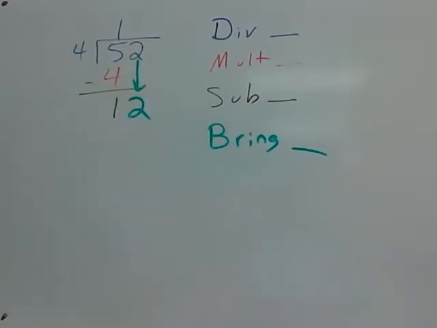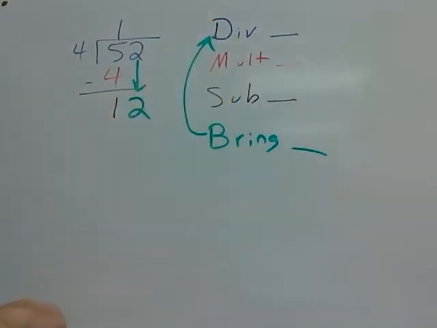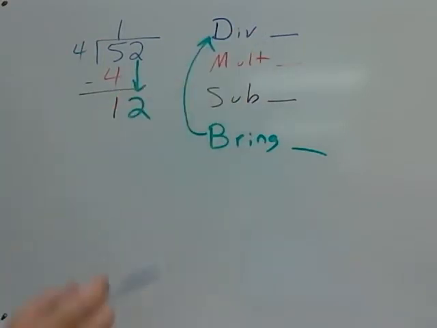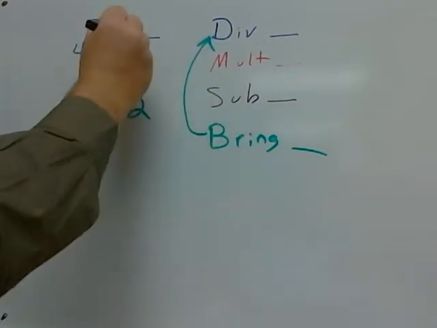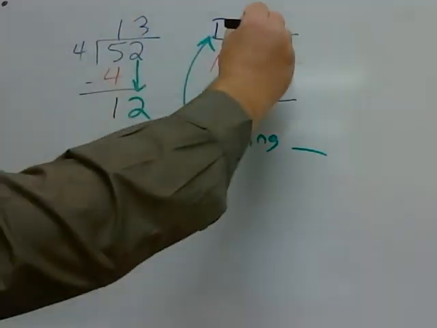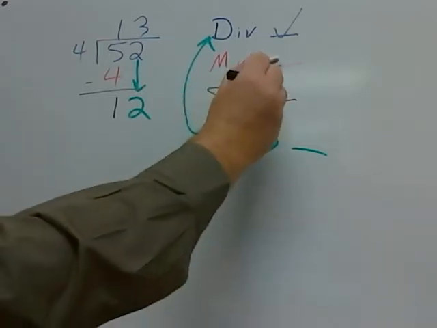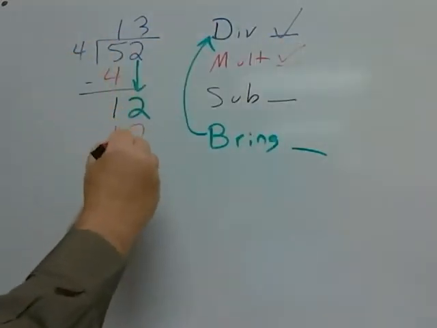Now, after I do that, I'm going to go right back to the top. I'm going to put an arrow there, and that tells me about my new number here, 12. I'm going to divide by my divisor. 4 goes into 12 3 times. So I divided. I'll make a check mark there to keep track of what I'm doing, which tells me next I need to multiply. 3 times 4 is 12.